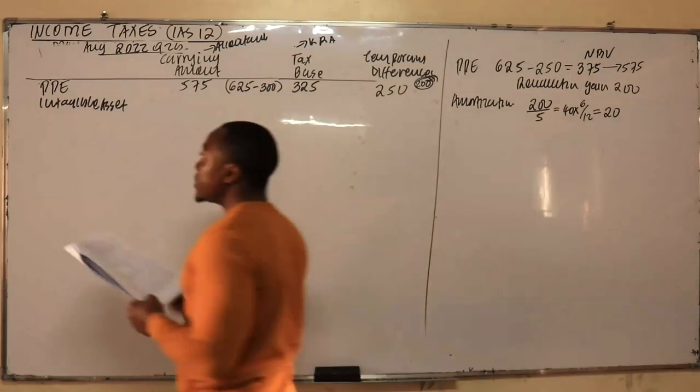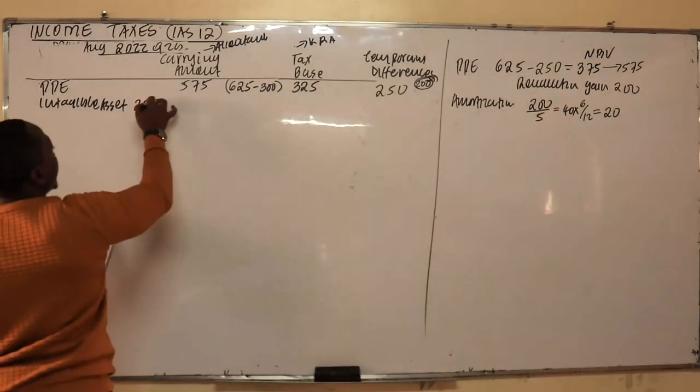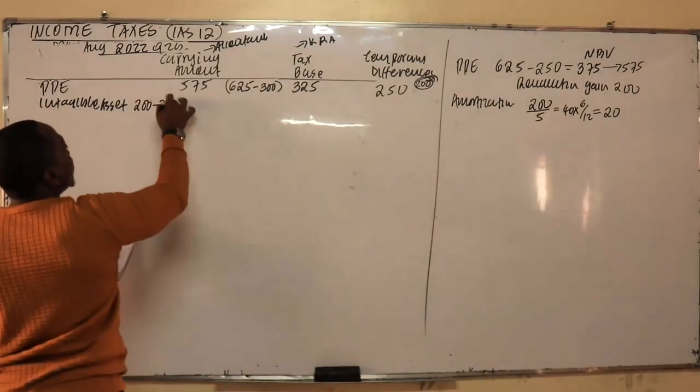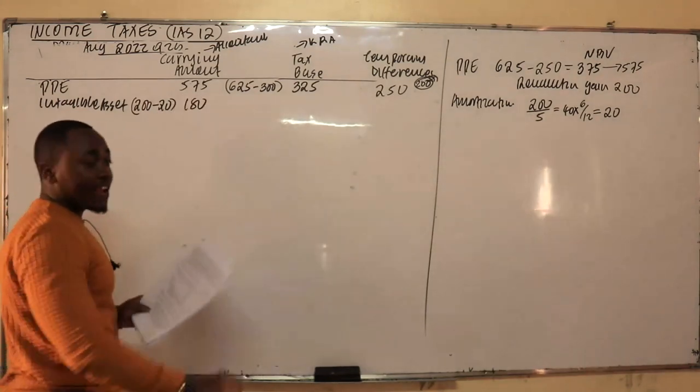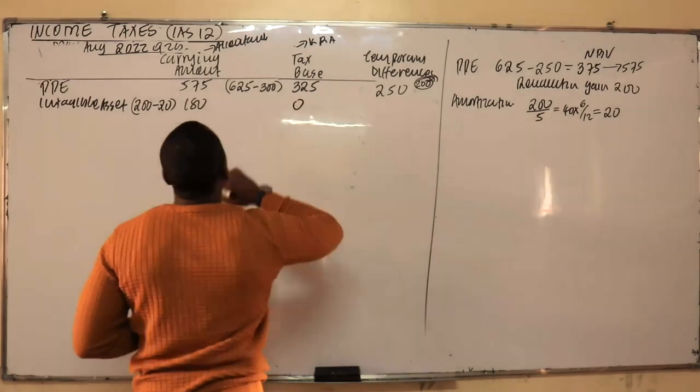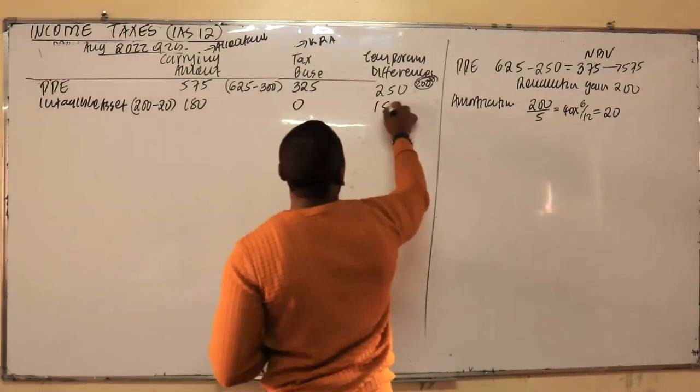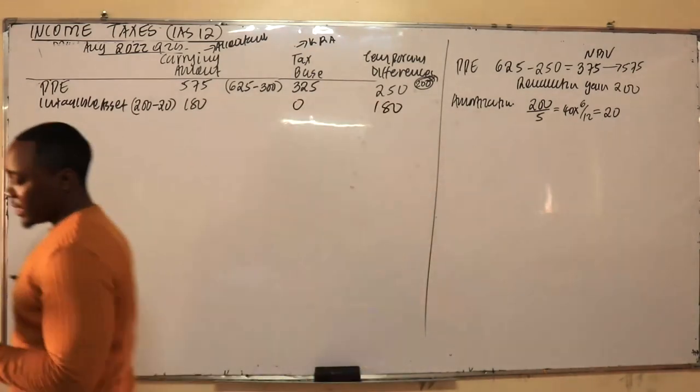So as an accountant, you take the cost of 200, you raise amortization of 20, you get an amount of 180. How much is the tax base? The tax base for an intangible asset is zero. So the temporary difference is an amount of 180. Good.